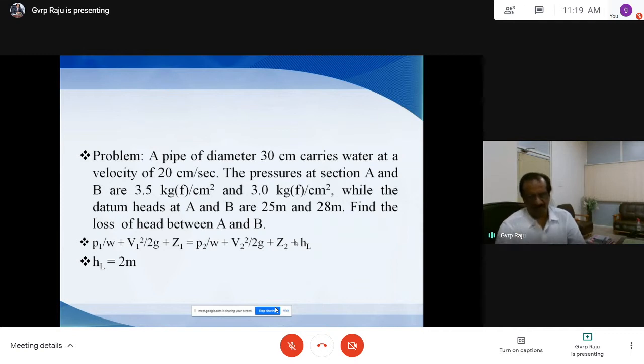This is a very simple problem, but many students make mistakes. They are taking V1, V2. They are confusing with HL. Simple answer: the loss of head between 2 points A and B is 2 meters.